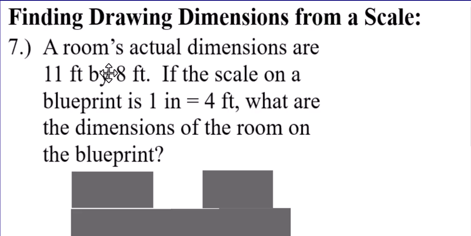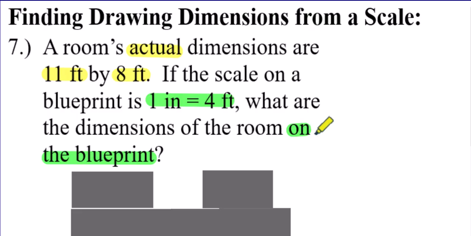Problem number 7. A room's actual dimensions, which means actual length and width, are 11 feet by 8 feet. Now, traditionally, we normally call the longer measurement the length and the shorter measurement the width. It doesn't really matter, though, if you flip-flop it. That's the actual dimensions of the room. If the scale on the blueprint is 1 inch equals 4 feet, then what are the dimensions of the room on the blueprint?